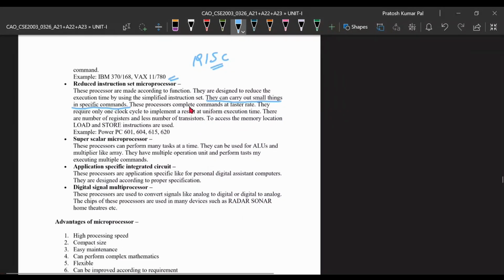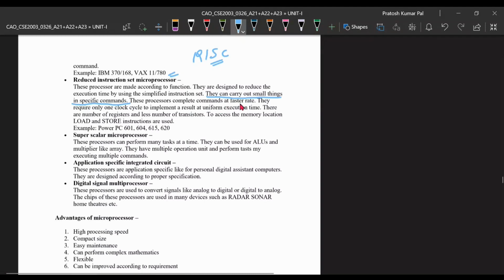These processors complete commands at a faster rate. Because each has individual functionality and individual instructions, and as the instruction is small also, they will take less time overall. They require only one clock cycle to implement a result, at uniform execution time. As most of the instructions are defined for each operation, all the instructions have almost similar execution time.